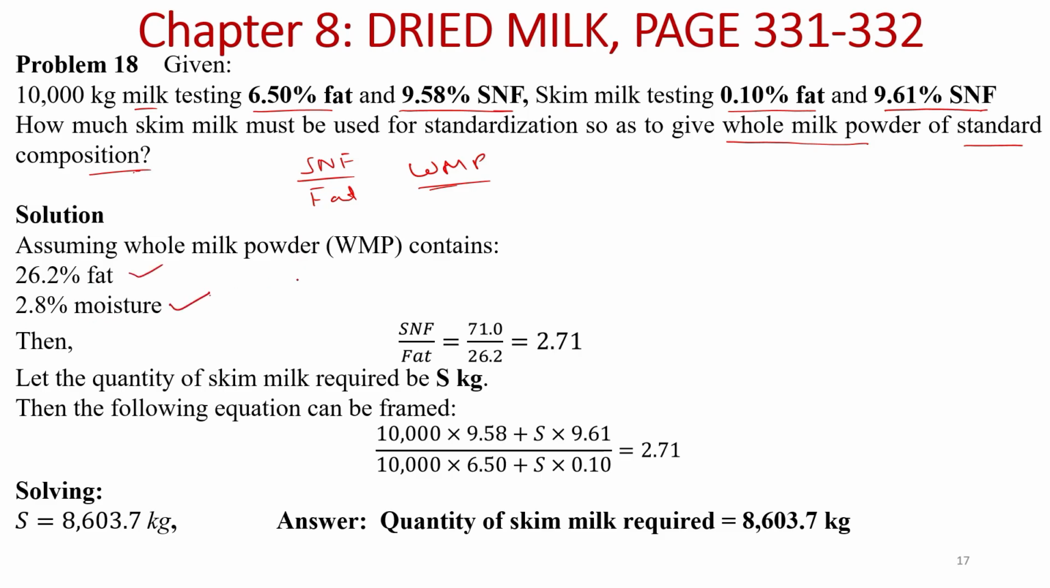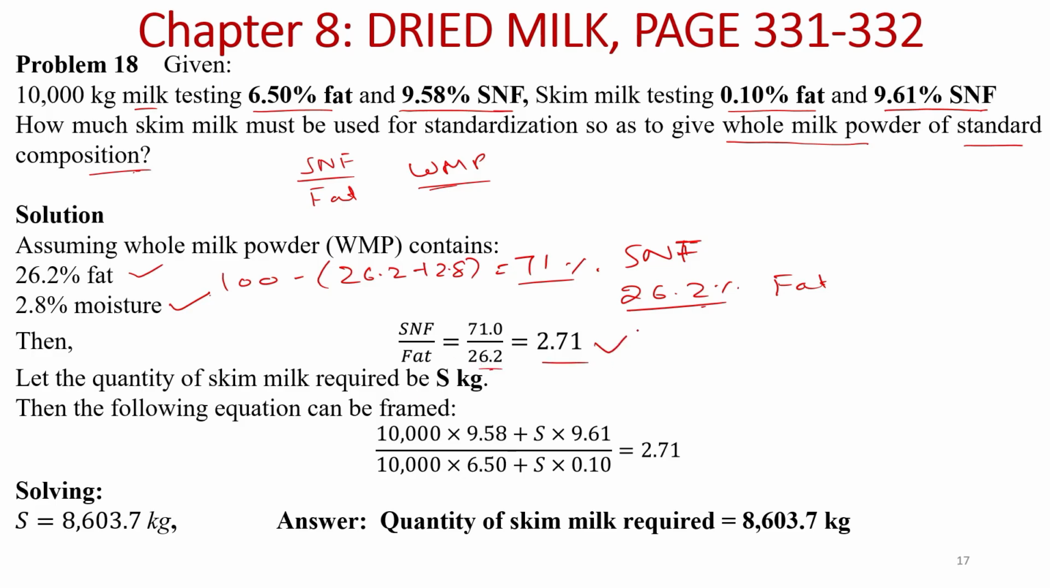2.8% moisture. So the SNF we can calculate: 100 minus (26.2 plus 2.8), this will give you 71. So 71% is SNF, and fat given is 26.2%. Okay, now the SNF to fat ratio that is desired is 71 divided by 26.2. This comes to 2.71. Okay, 2.71 is the SNF to fat ratio desired in the whole milk powder.